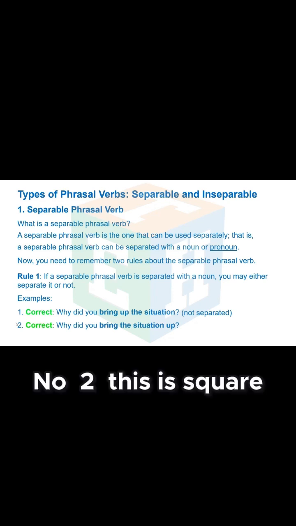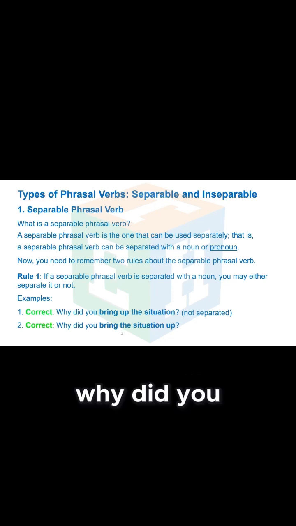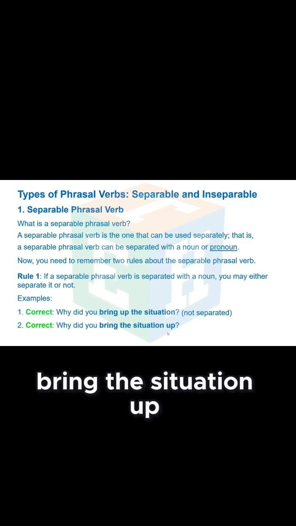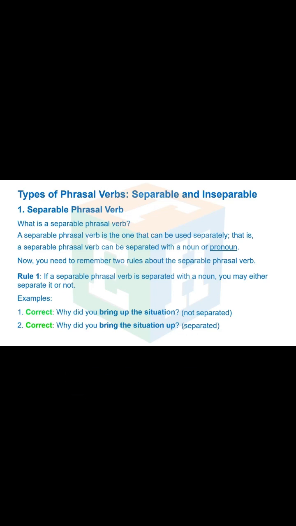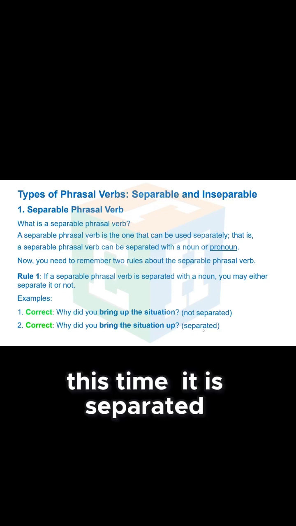Number 2, this is correct. Why did you bring the situation up? This time, it is separated.